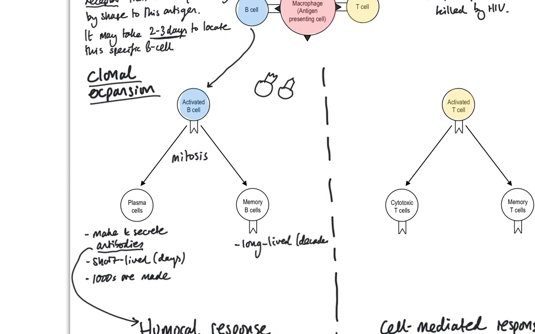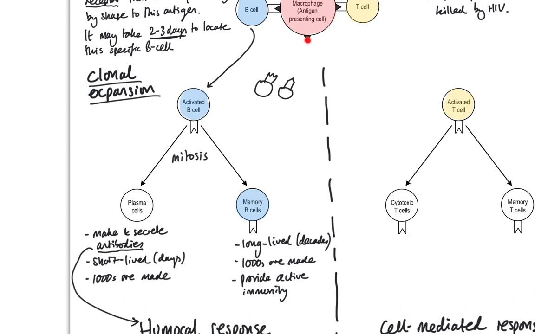Decades this time, and thousands are made. And these provide active immunity. So, because I've got thousands of them, clonal selection will be a lot faster. So this blue cell basically becomes the same as the other blue cell that is here. So this B cell here, I've just got many copies of it now.